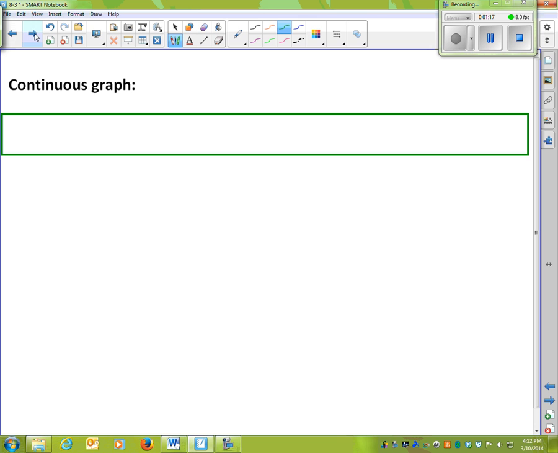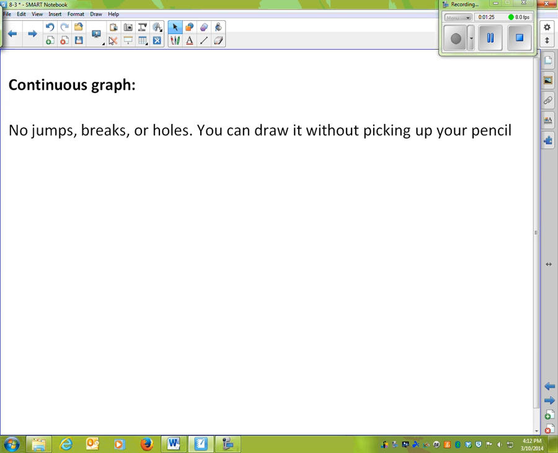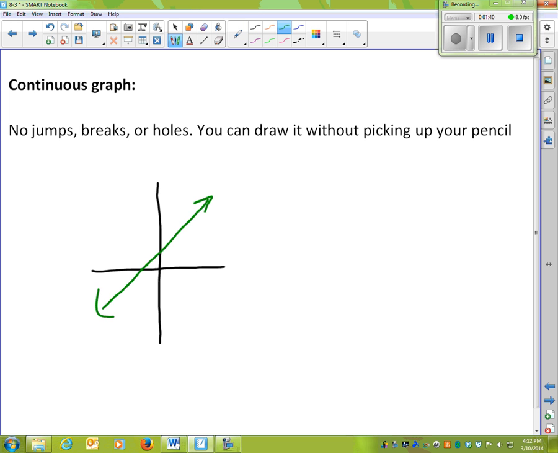Okay, before we get into that more, let's talk about what a continuous graph is. Continuous graphs are what we've been doing thus far this semester. It's a graph that has no jumps, breaks, or holes. If you can draw the graph without picking up your pencil, then that's called continuous. Continuous graphs are lines. They can be parabolas. They can be absolute values. They can be circles. Anything that we have graphed so far.